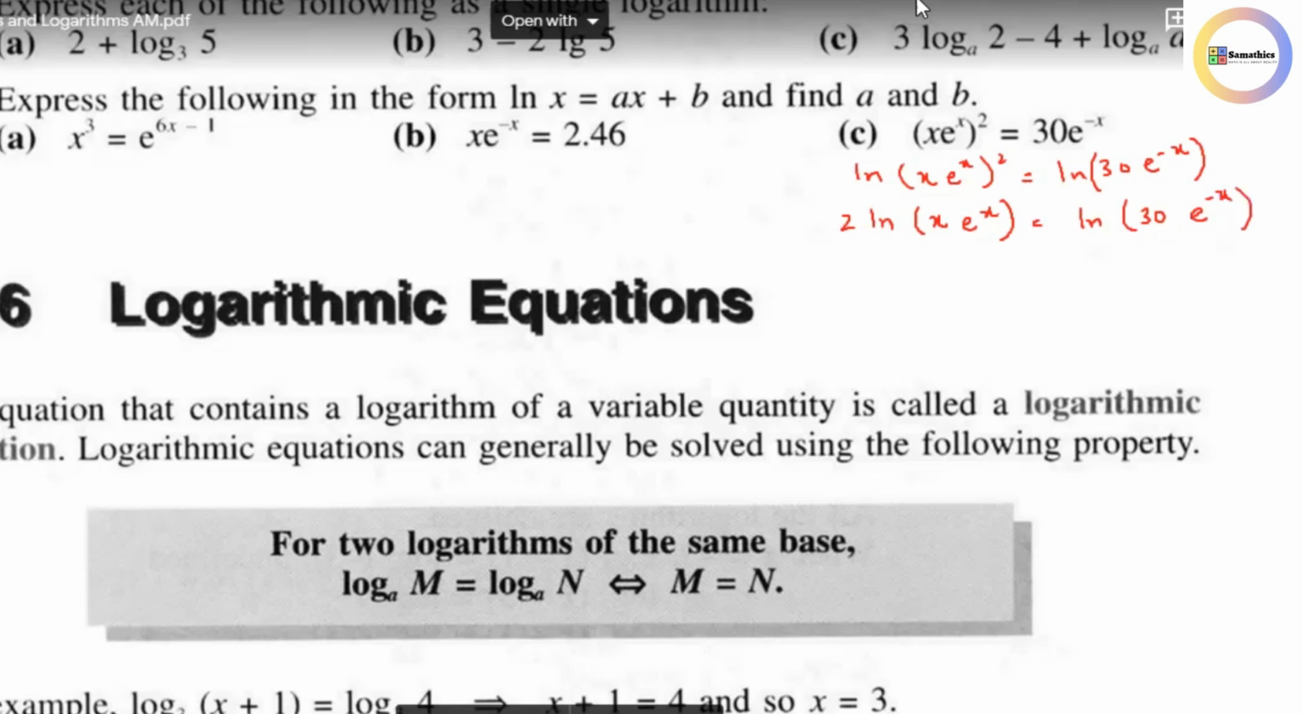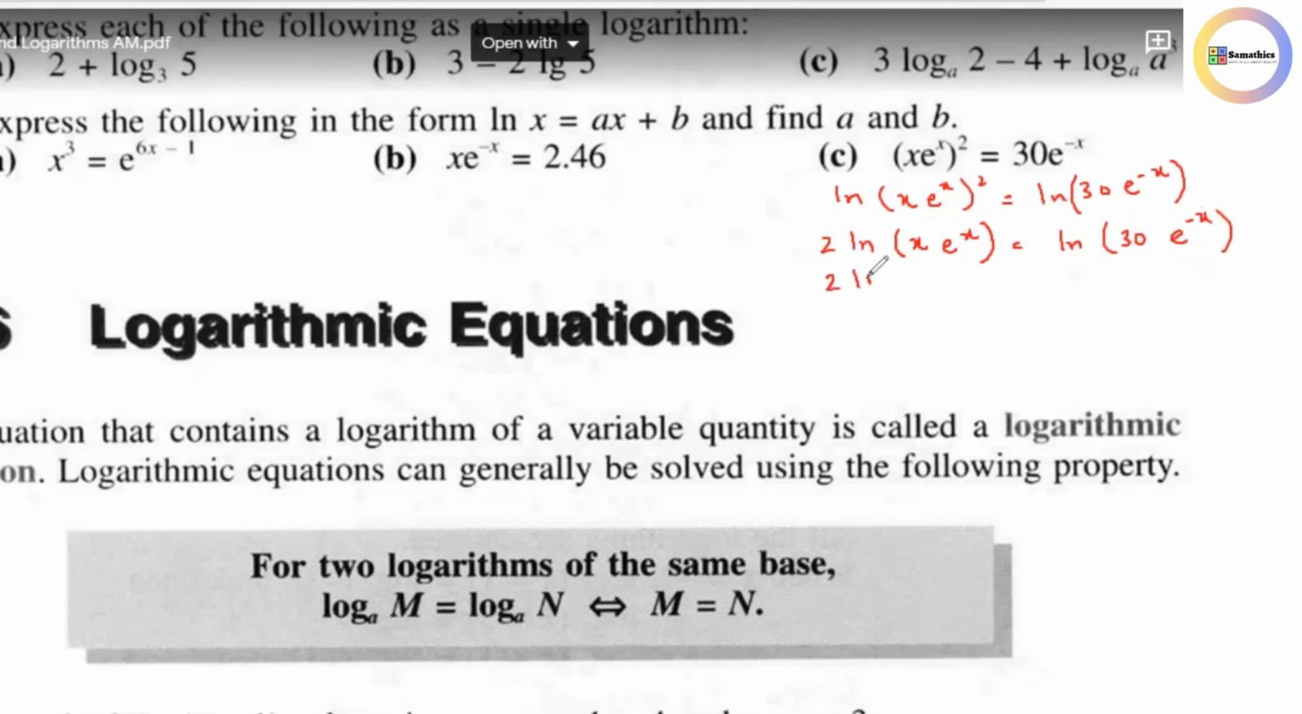And after that, we have ln and here x multiplying by e^x, and here also ln 30 multiplying by e^(-x). 2 ln, it is already there: x e^x. So here these two are multiplying, x and e^x, and here 30 and e^(-x) are multiplying. So what we have to do? We have to apply the product rule, right?